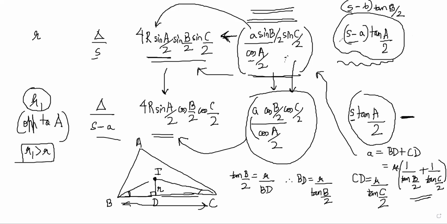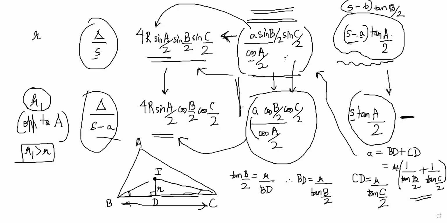However, here since the angle and the side must match, we cannot use s minus a tan B by 2. That will be wrong, right? Okay. So these are the four things that you need to remember for R and R1. Ideally, remember these two forms for sure, and this form.